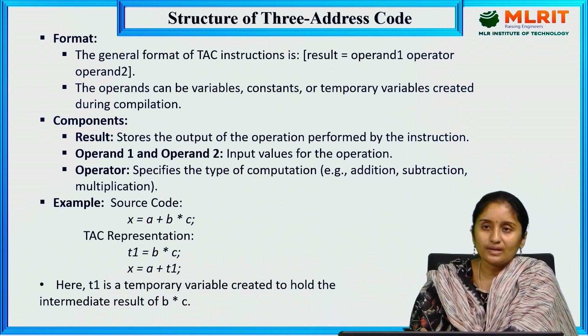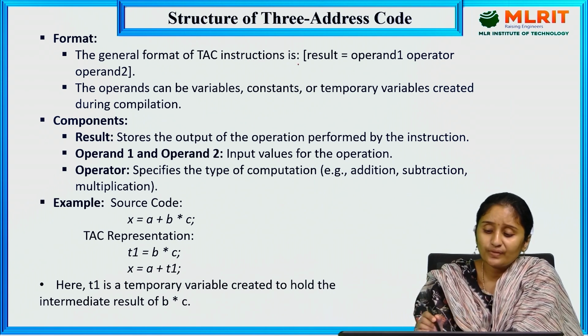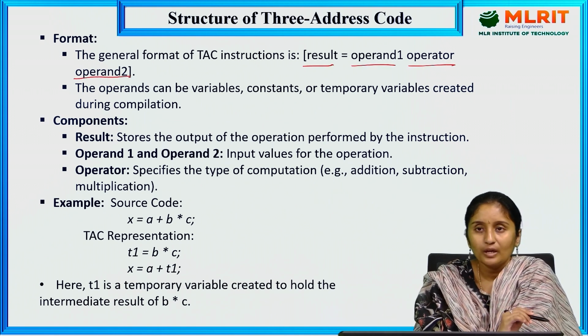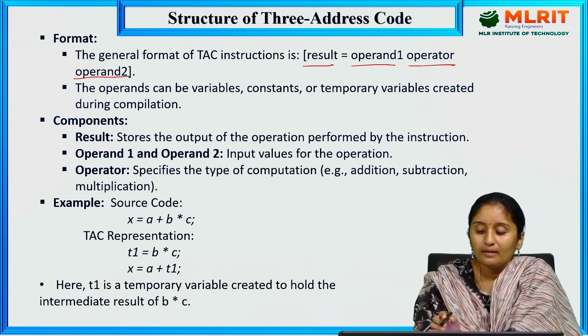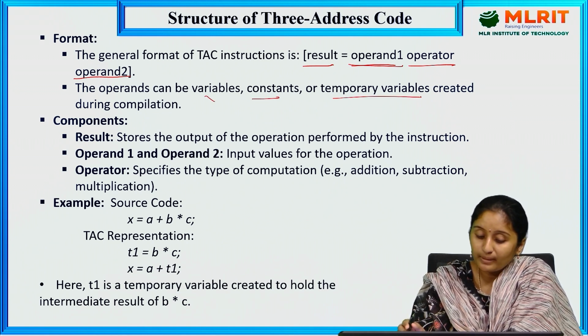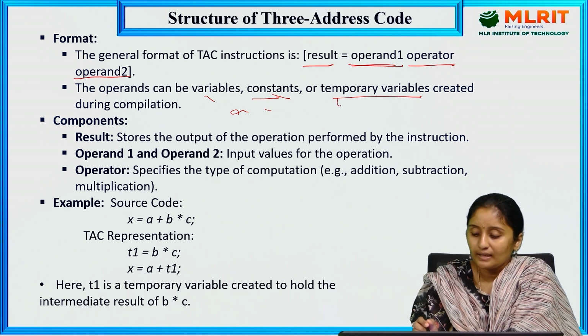So what is the structure of 3-address code? How do we represent a 3-address code? The representation of 3-address code is result equal to operand 1, operator, operand 2. Here the operands can be variables, or constants, or temporary variables that we create during the compilation. The variables we can write as A, B, C, or constants can be there, or I can give some temporary variables. All these are nothing but the operands.